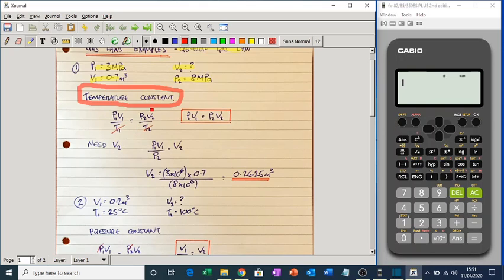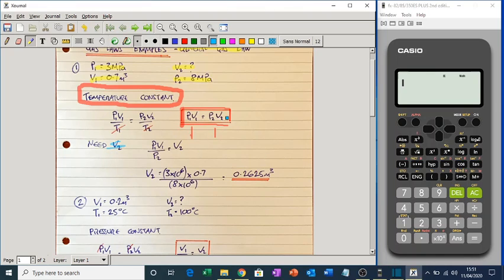Or you could put numbers in there. You could just say T1's 100 and T2's 100. Doesn't really matter. But because the temperature is constant, we'll get rid of the T1s and T2s, which leaves us with that formula there. P1V1 equals P2V2. P being pressure, V being volume. So this is before and this is after. We need to find V2.